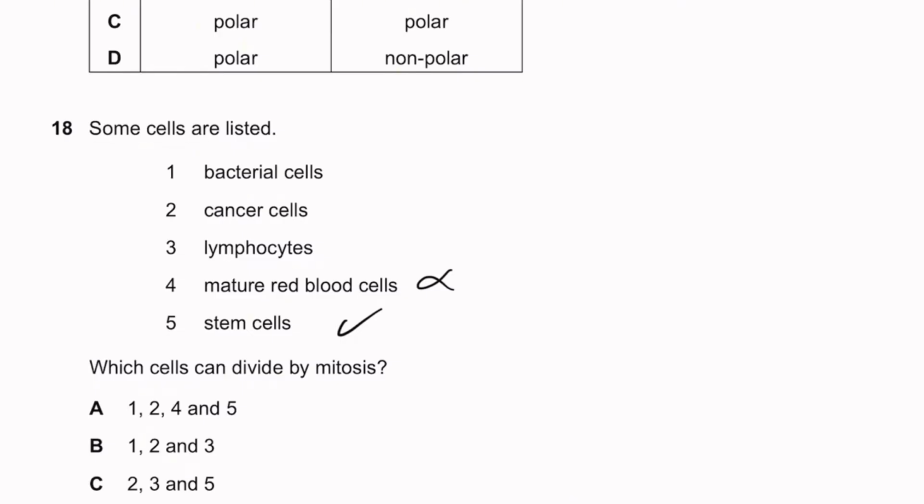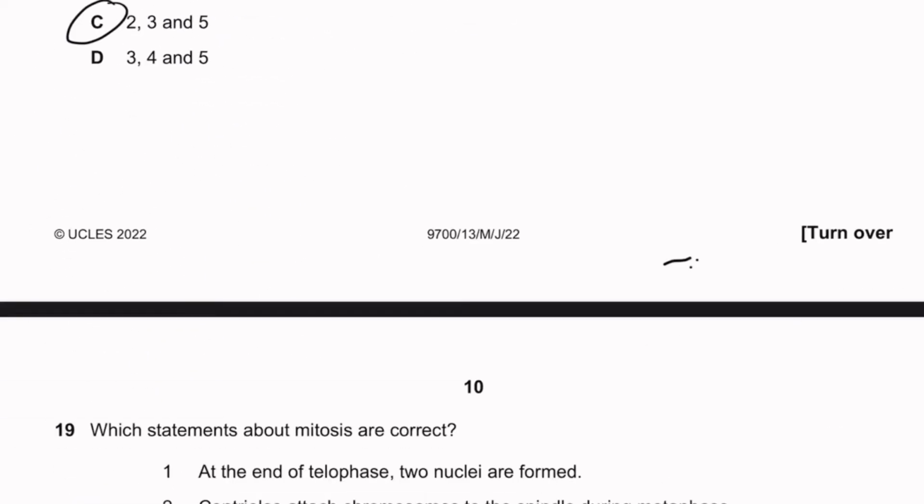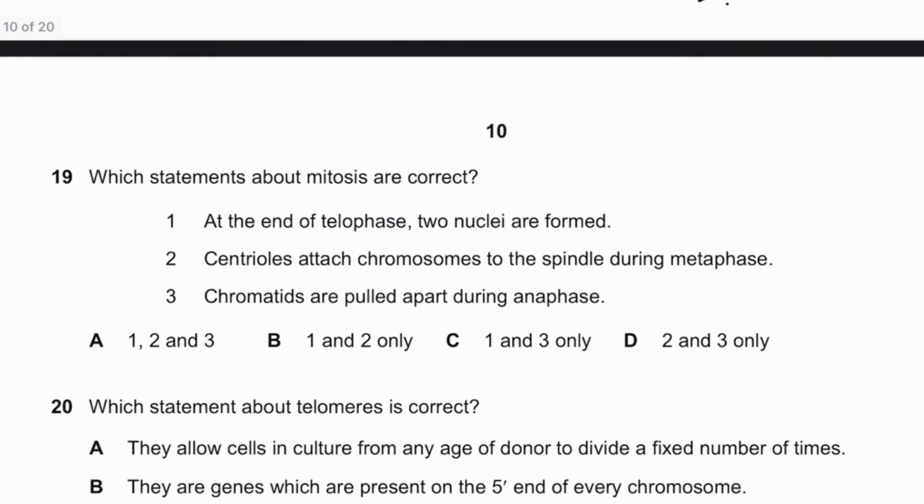Lymphocytes can totally divide by mitosis. They can form plasma cells, which divide more and more. And then we have cancer cells, which obviously can divide by mitosis, and that's the reason they're cancerous: they divide indefinitely. And then bacterial cells actually divide by binary fission, not by mitosis. So I would cancel out 1 and 4, so it's 2, 3, and 5. That's C. Which statements about mitosis are correct?